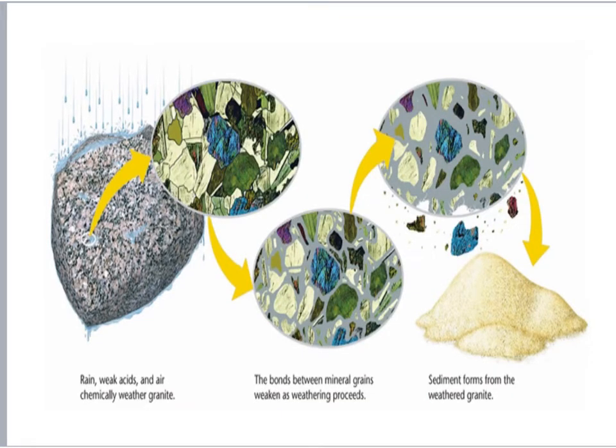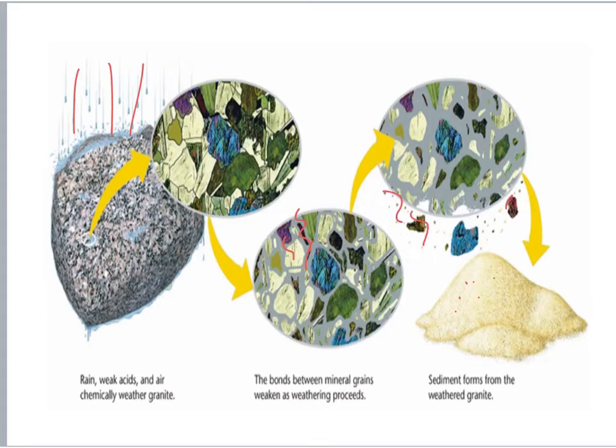Right? So you can see here some rain, some water falling on a rock, and on a much smaller, zoomed in level here, you can see these bonds being broken. See how the water is seeping in between the different grains of the rock, and it can break apart those bonds. The rock can fall apart and become a sediment.